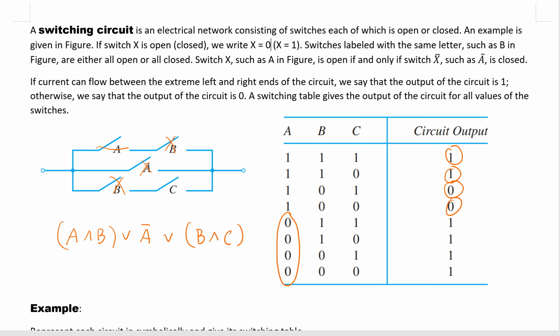Because A is open, then the A bar is closed. A bar is closed. Good. We can always go through the middle way. So that's why we all get 1s. So far, so good, everybody?